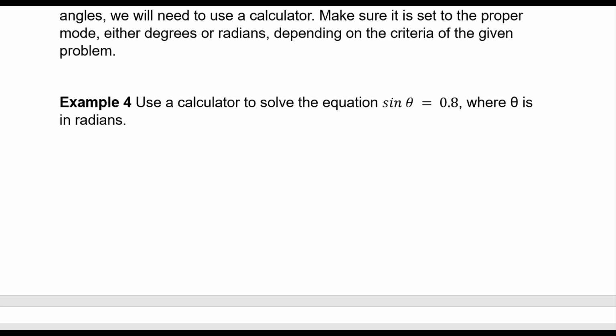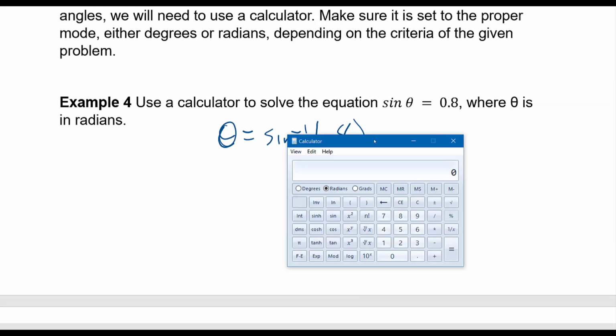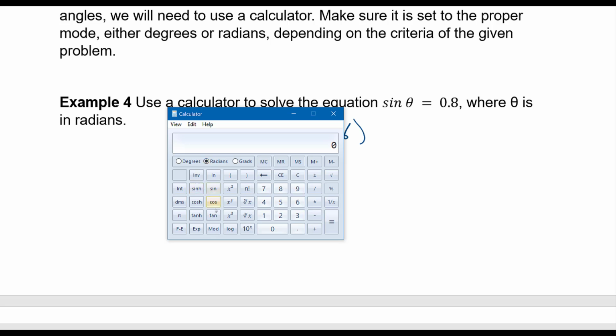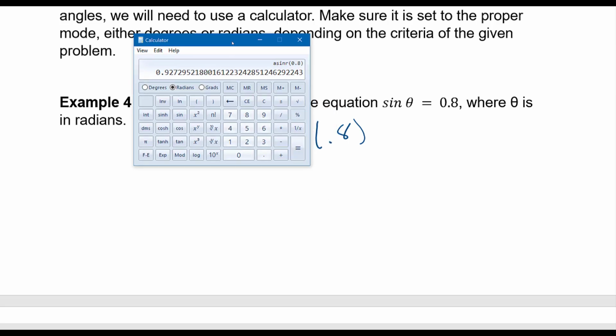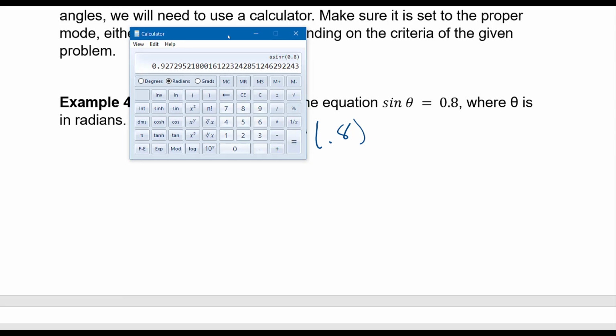So theta is sine inverse of 0.8. As you see here, my calculator is in radian mode. I don't have sine inverse, so I hit the INV button to give me the inverse. So 0.8, then hit the sine inverse button, also called arc sine. So it's 0.927295.